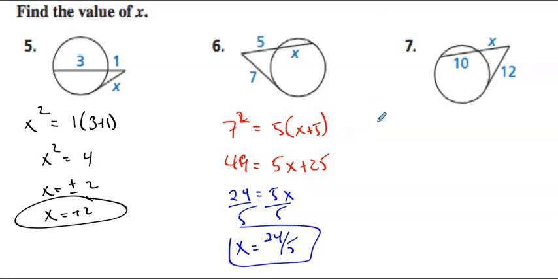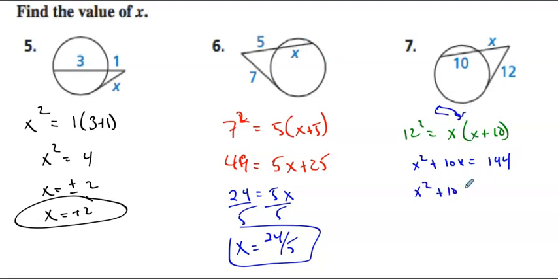And one last one there, for number 7, you have 12. 12 squared, that's the outside one, equals x times x plus 10. All right, looks like we're going to get a quadratic on this one, so you'll have x squared plus 10x equals 144. All I did was just flip these, just like to keep my x on the left. So x squared plus 10x minus 144 equals 0. And then either you're going to factor this nicely, or you're going to use the quadratic formula.